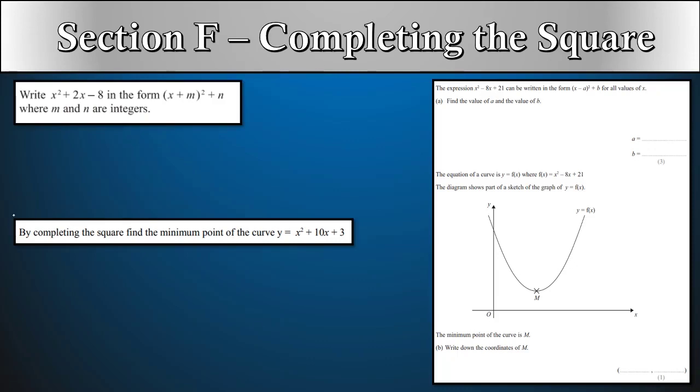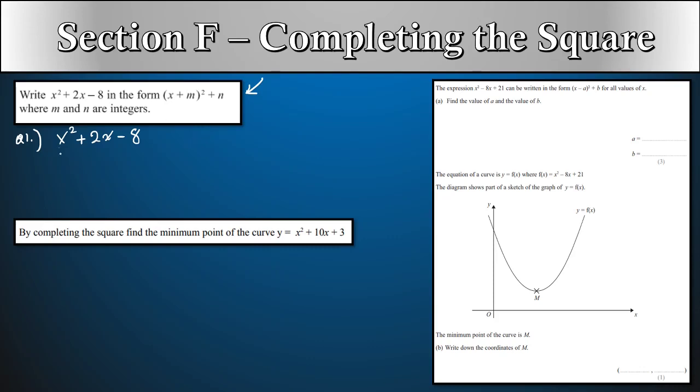So section F, we're taking a look at completing the square. Let's call this one here question 1. So a very standard example, you're given a quadratic. We want to write it in this form, which doesn't tell you what method you're doing, but when you see that notation, you should be realizing that this is completing the square. So x squared plus 2x minus 8. Well, we can write that in this form here.